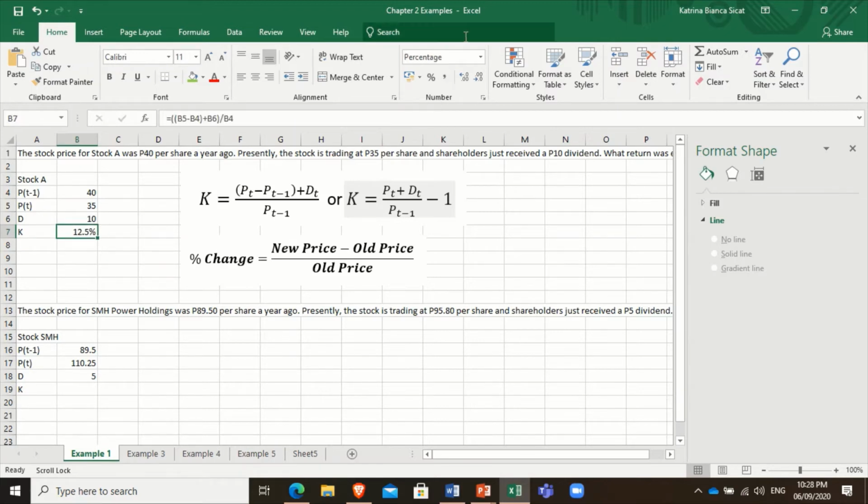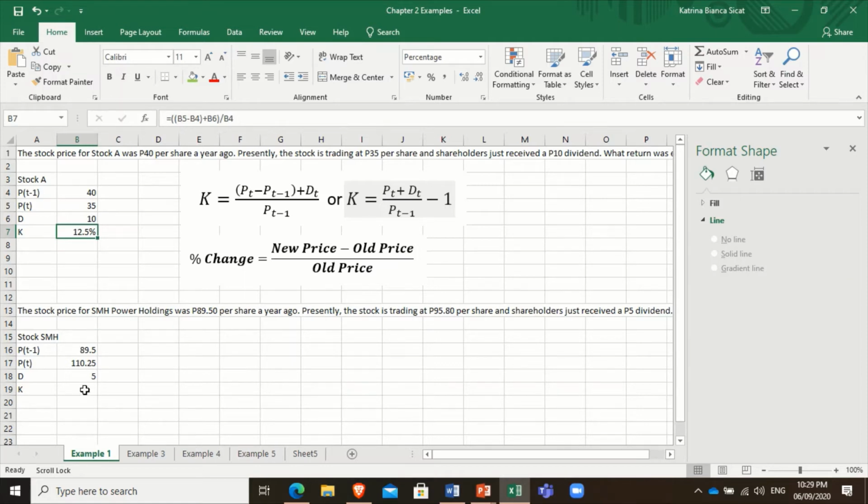12.5%. So, meaning, your investment grew to 12.5%. From last year, taking into consideration the dividend that you receive, your investment's value or return grew to 12.5%. Kung titignan natin yung formula nitong return natin or holding period return, it's very similar to the formula of percent change because percent change is computed by getting the new price minus the old price divided by the old price. Kinonsider lang natin yung dividend na na-receive.